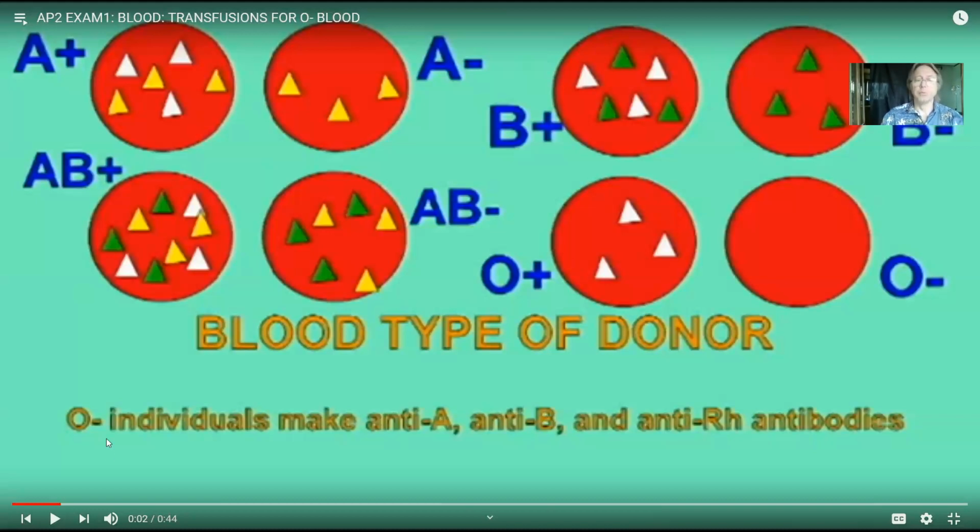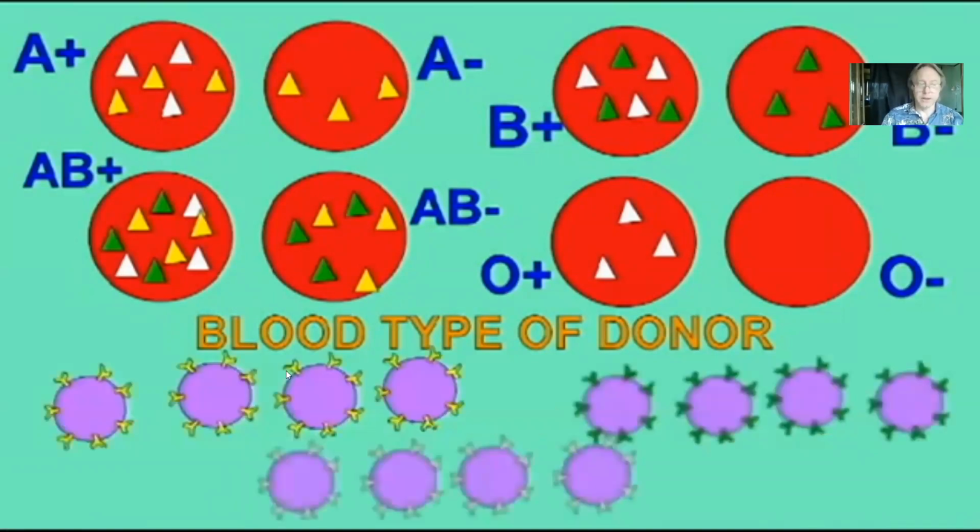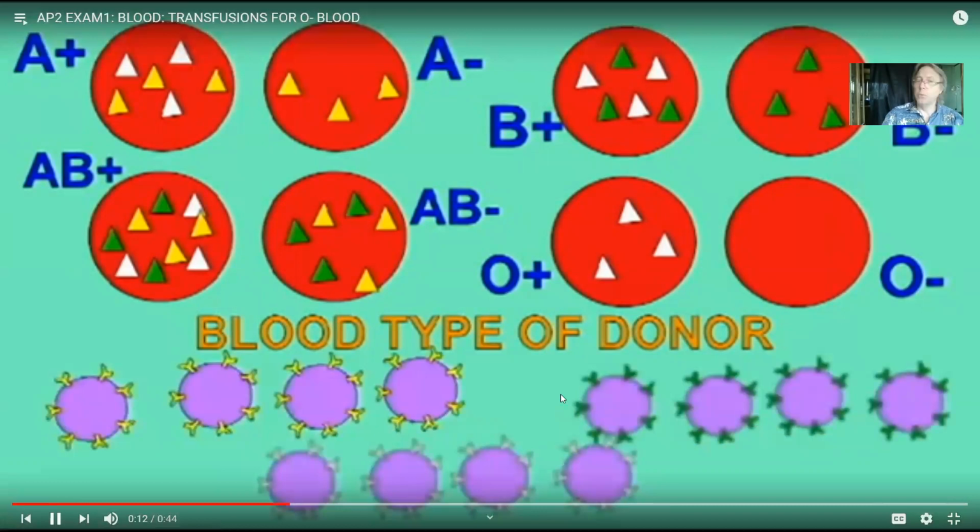So if the recipient, the person getting the blood, is O negative, we ask what antibodies the recipient makes. This is what we just talked about. If someone's O negative, they don't have yellow triangles, white triangles, or green triangles. So they will make antibodies against all of these because none of these will react against self. So if I'm O negative, I make anti-A antibodies, anti-B antibodies, and anti-Rh antibodies.